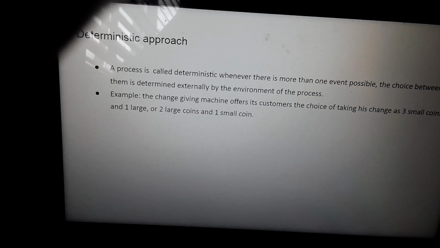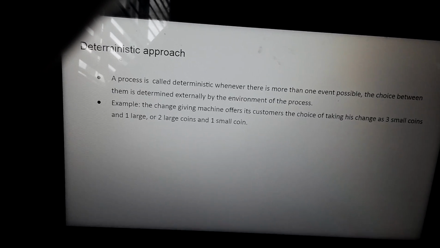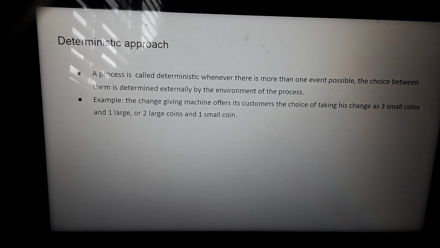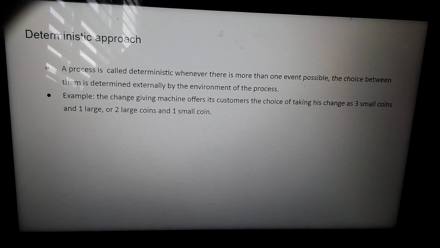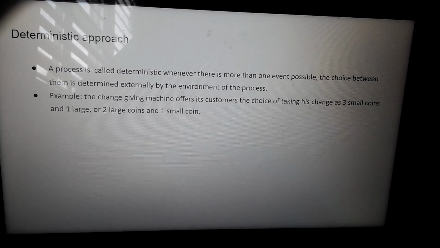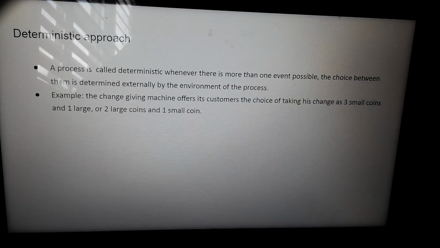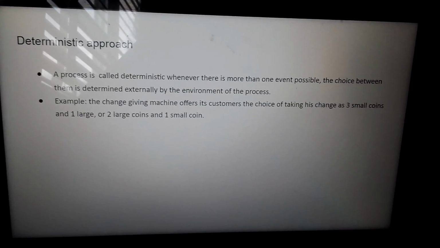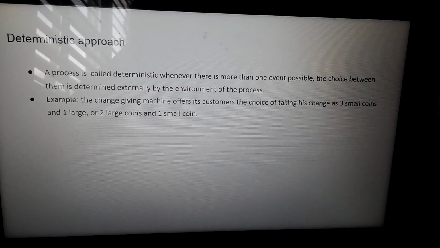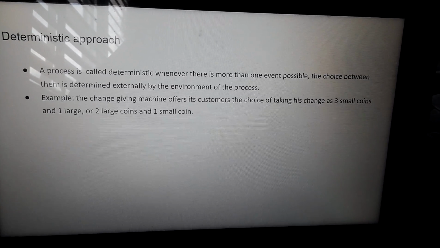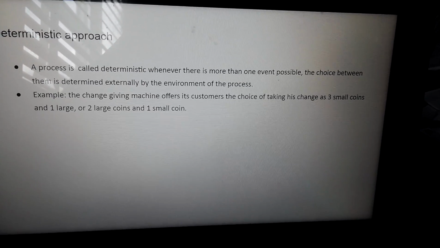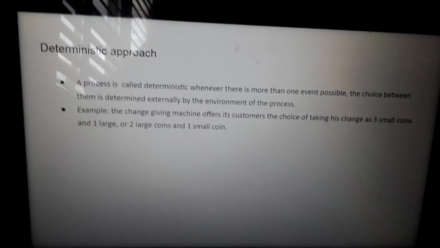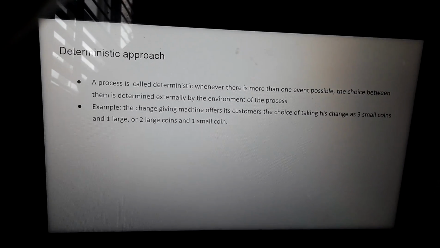Now I'll discuss deterministic and non-deterministic approaches from the 3rd chapter. Deterministic approach. A process is called deterministic whenever there is more than one event possible. The choice between them is determined externally by the environment of the process. Example, the change-giving machine offers its customers the choice of taking his change as 3 small coins and 1 large, or 2 large coins and 1 small coin.